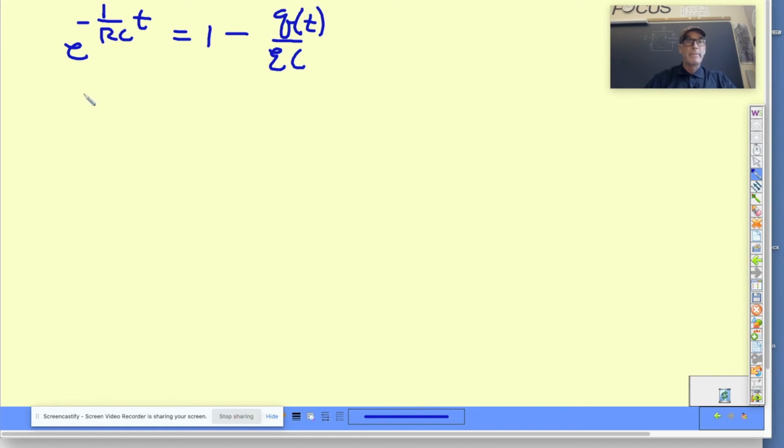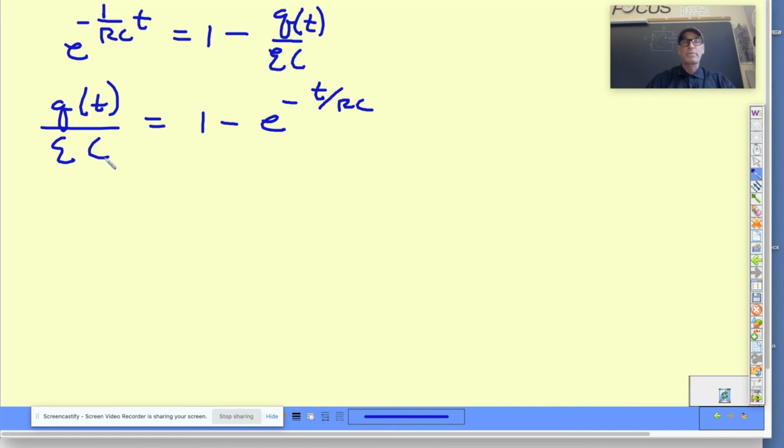Here we go. I'm going to add Q sub t over the EMF times the capacitance to both sides, and I'm going to subtract e to the minus 1 over RC t. So that's 1 minus e to the minus t over RC. Let's just express it that way. And then multiply both sides by EMF times the capacitance. So there we have it. Q as a function of time, the charge accumulating on the capacitor, is equal to the EMF times the capacitance times the quantity 1 minus e to the minus t over RC.